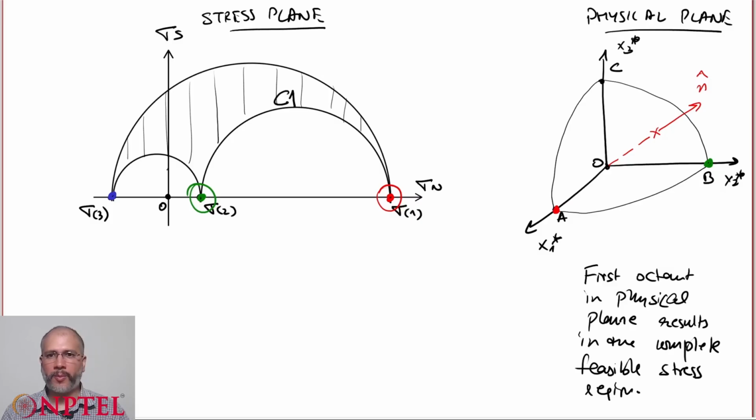So if I move from point A to point B in the physical plane, that is, if I move like this, moving from point A to point B basically means that my normal is rotating from the one end at point A to one end at point B. So you basically have normals which are like this. So for all these three different situations, you will end up moving along the circle C1 like this in the stress plane.